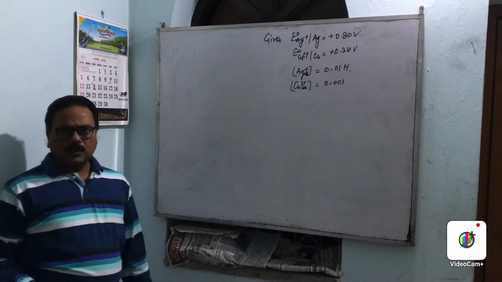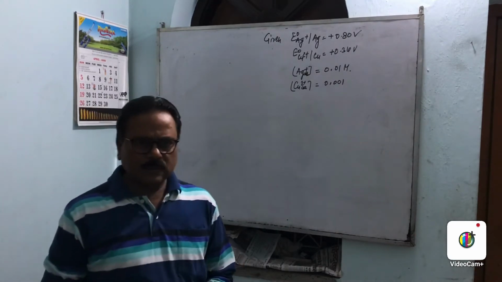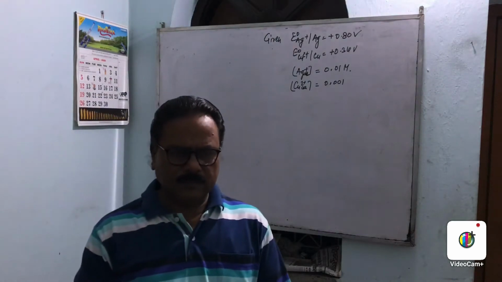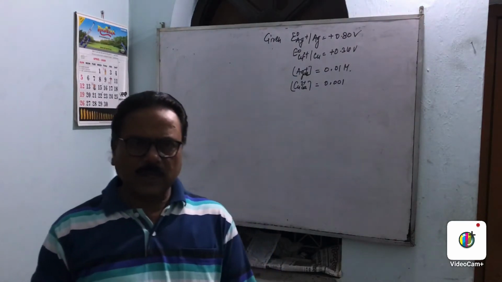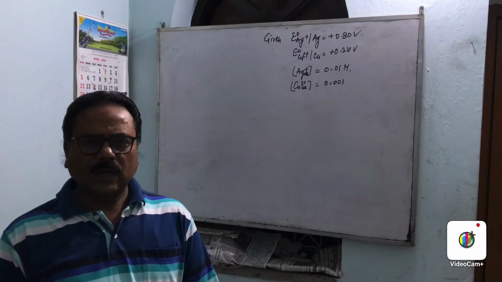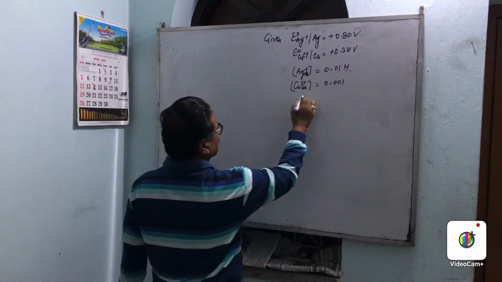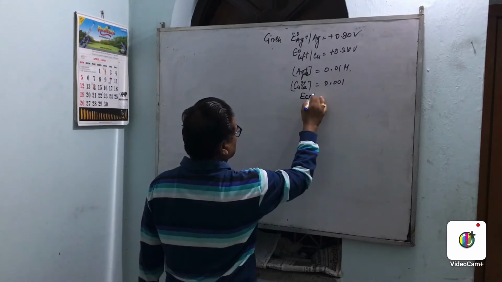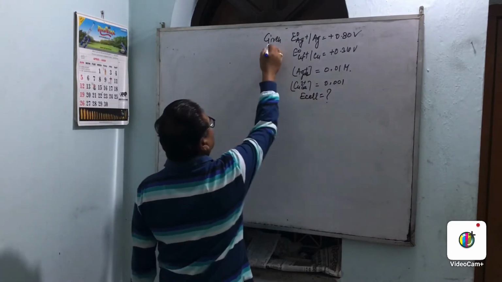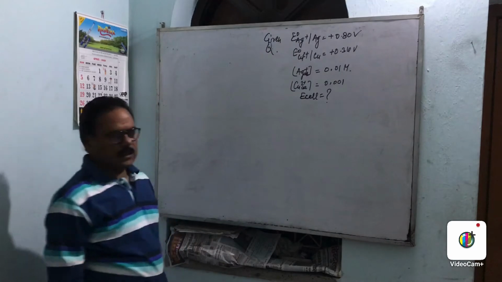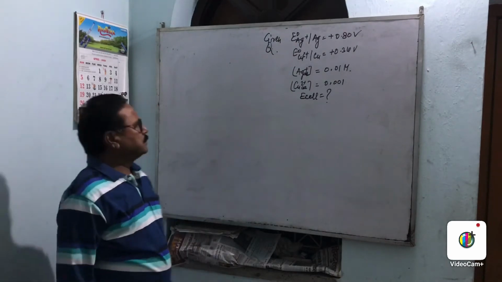So, the question: from the data, represent the cell. Write the half cell and the complete cell reaction and calculate the cell potential of the cell. E cell we have to calculate. This is another example, right?